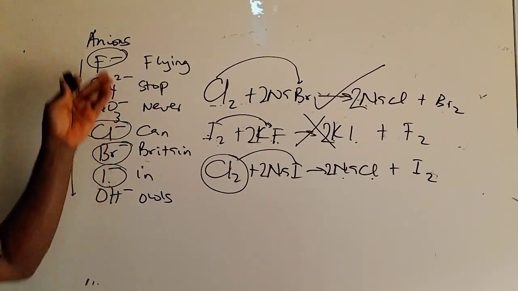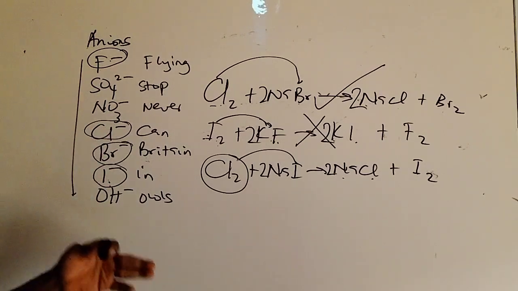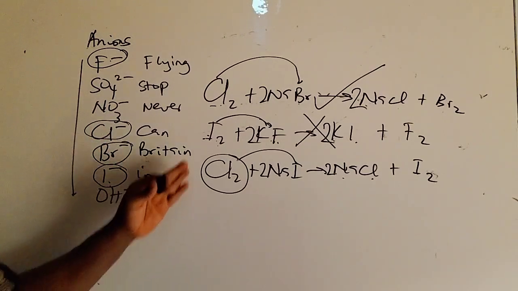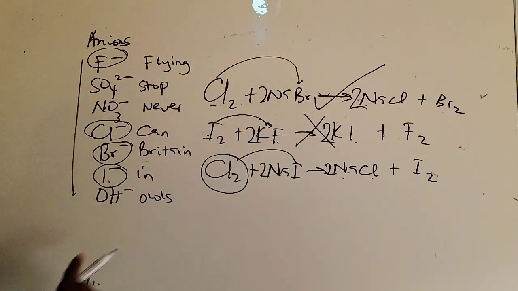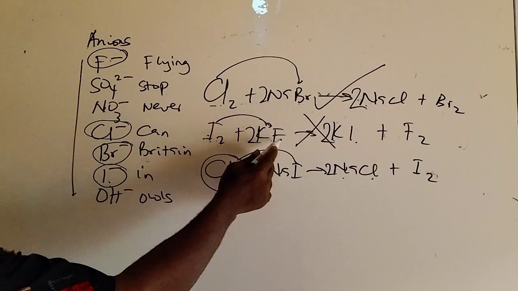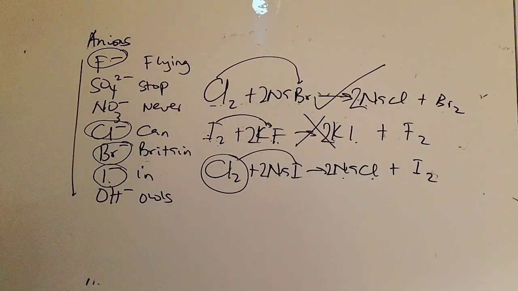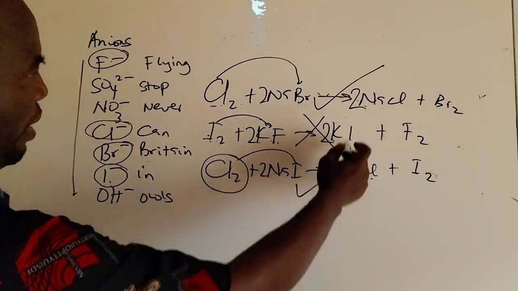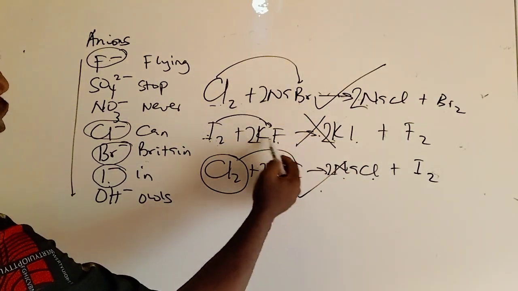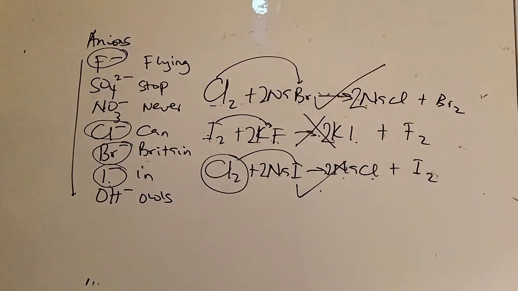So whether it is for the anions or the cations we studied, only an element or an ion that is higher can displace the one that is lower from its compound. It cannot go the other way around. The one lower cannot displace the one that is higher. So when a reaction can take place, when they displace, we say that the reaction is spontaneous or feasible. But this one cannot take place; we say it is not spontaneous.